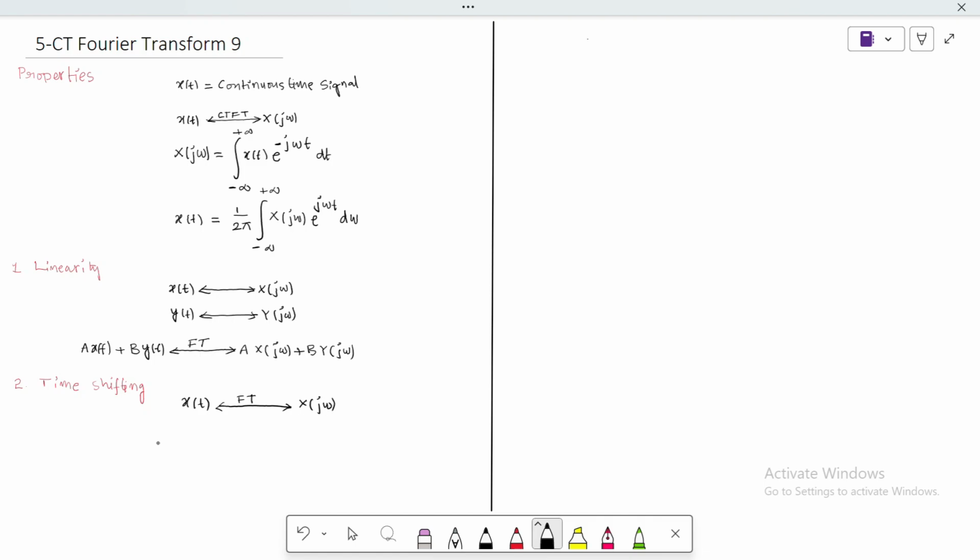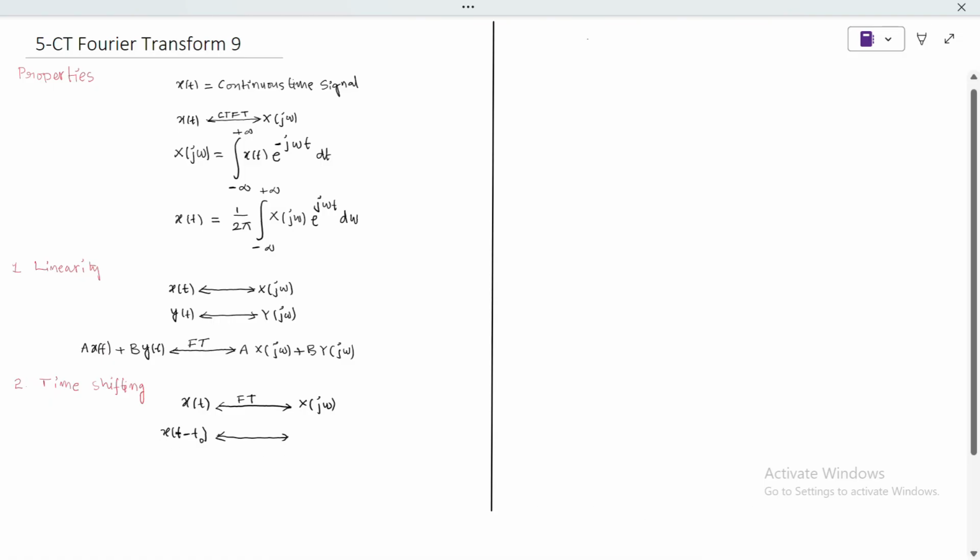Now apply the time shifting transformation to x of t. You can take a delay or an advance. I am taking the delayed signal x of t minus t naught. This is the delayed signal of x of t by t naught units. Then what is its Fourier transform? That is the question.